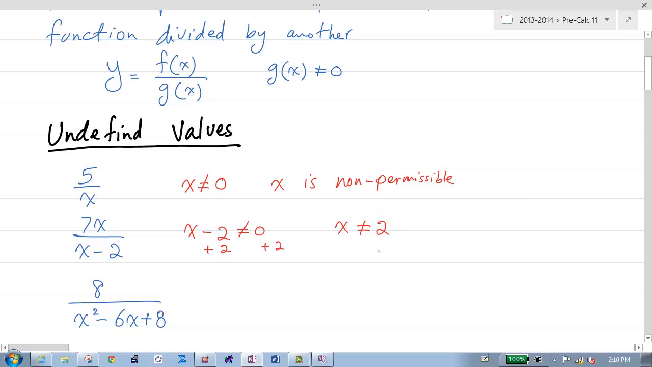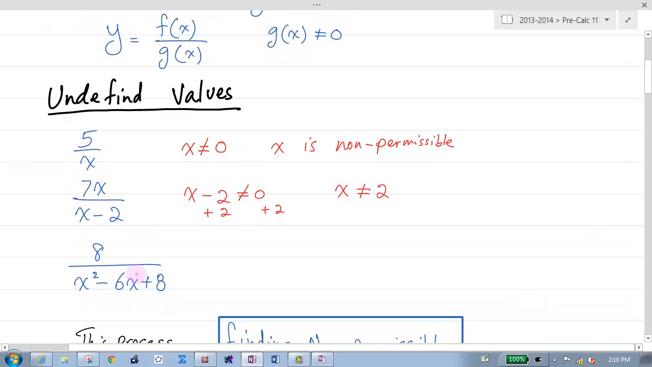That's a non-permissible value. Because if x is equal to 2, then the denominator of this expression becomes 0, and if the denominator of a fraction is equal to 0, then the fraction is undefined. So we cannot have x equal to 2. We go to the next one.